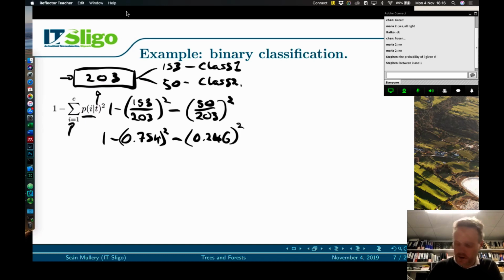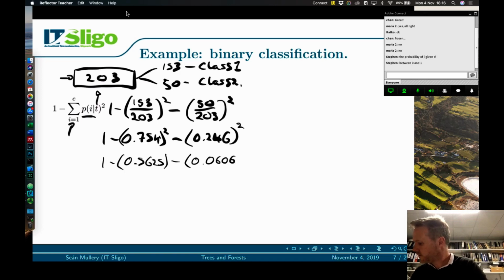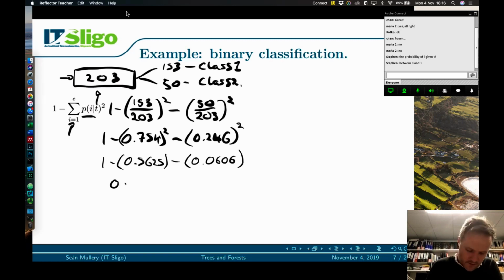Squared, and when I squared them out, I got 1 minus 0.5625, and minus this ended up being quite a small number. It was 0.0606. Is that correct? Looks wrong. 0.246 squared. No, it's correct. Okay. And when we subtract all that out, I end up getting 0.3768.